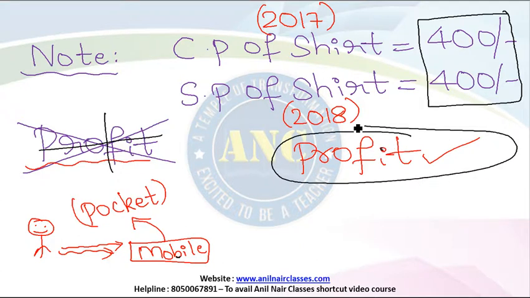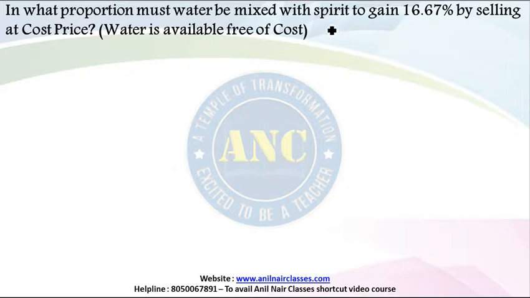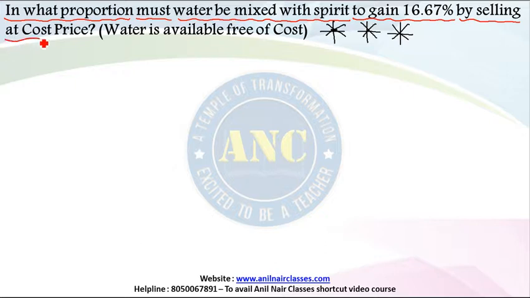Now, sir, why are you discussing all these things? See this beautiful question, sir. This is the original question which had come in one of the examinations which we consider the toughest, the CAT exam for MBA. This question had come way long before. Your question is: in what proportion must water be mixed with spirit to gain 16.67 percent by selling at cost price? Water is available free of cost.